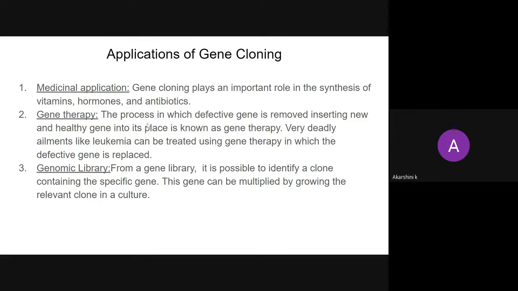Third one is genomic library. From a gene library, it is possible to identify a clone containing the specific gene. This gene can be multiplied by growing the relevant clone in a culture.